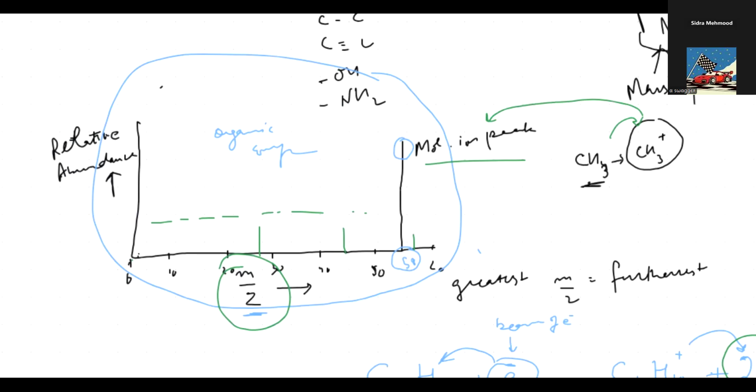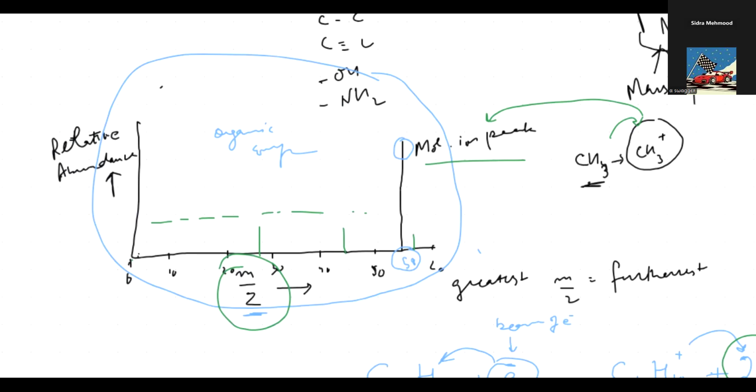Okay. So you must remember that it's actually the one which is having the greatest m over z value. And this is formed as a result of losing an electron in the mass spectrometer. The one which is having the most m over z value and the one which is formed by the losing of an electron in the mass spectrometer.